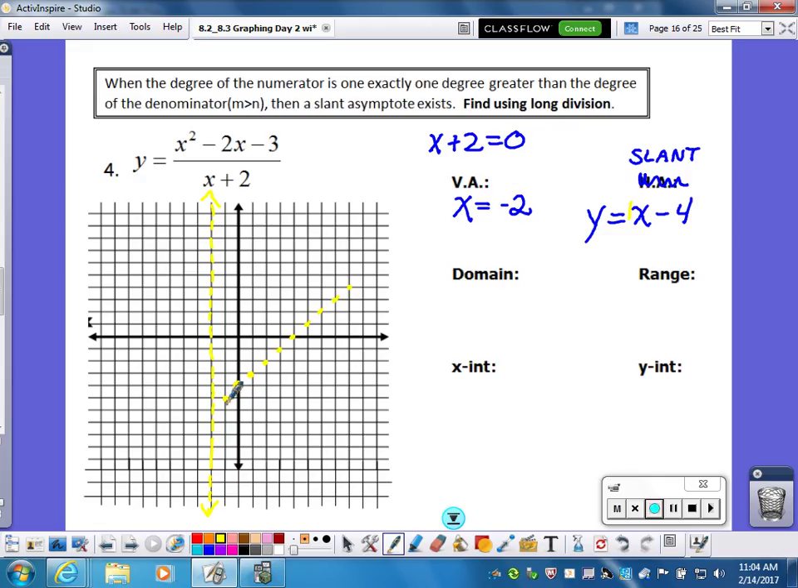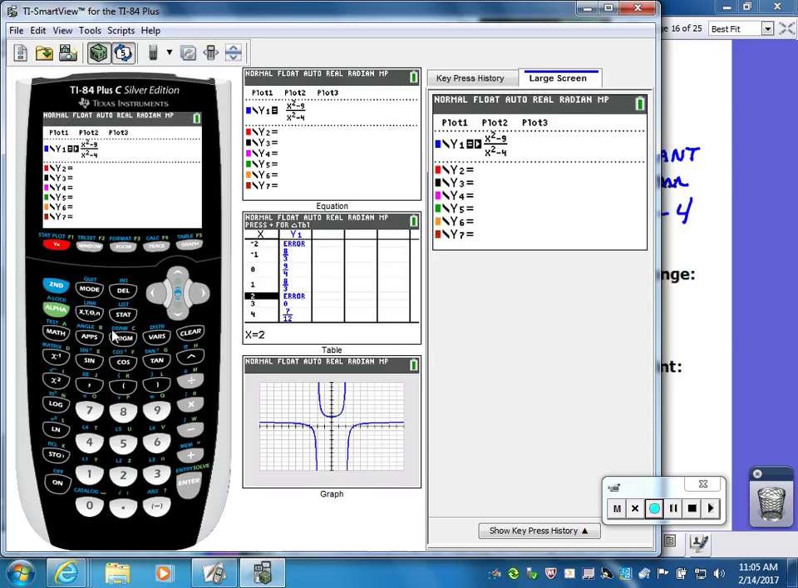I can go down 1 over 1. Are we good? And so there is my slant asymptote. Next thing I would say to do is let's go to our calculator and let's look at this thing. Okay, so you go to your calculator, go to your y equals, clear off what you have, alpha y equals numerator and denominator, and let's type this in.